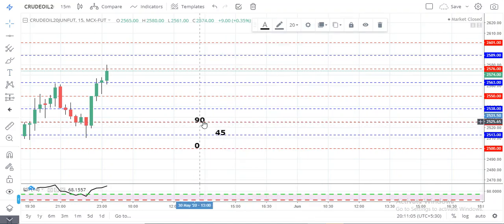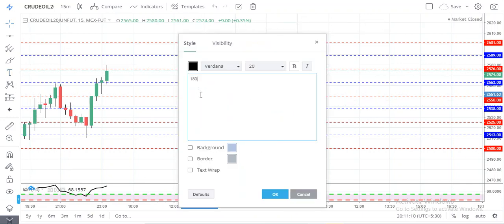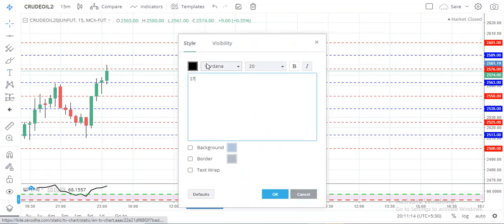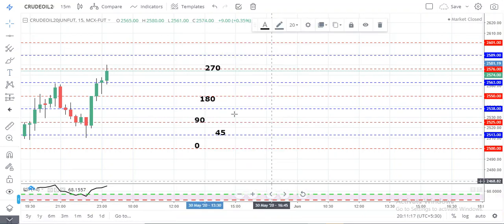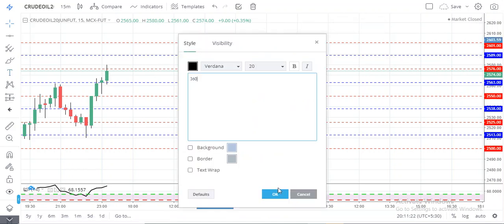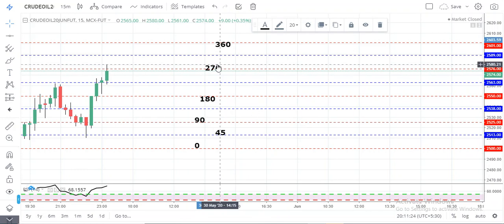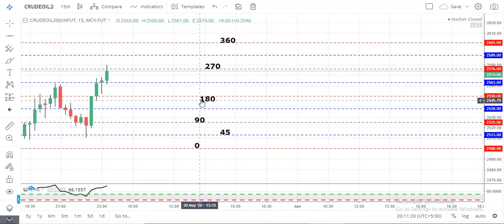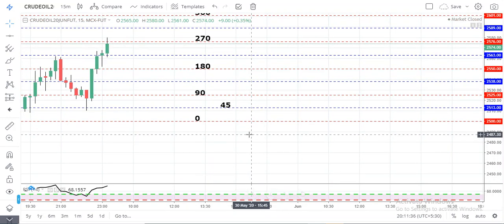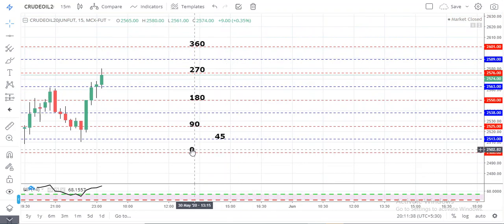The next red will be 90 degrees, the next red will be 180, the next red is 270, and the final red will be 360. So this won't remain the same for all. I'm just telling you how to take degree values. Every red line acts as 90 degrees, and every blue line acts as a multiplication of 45 degrees. So this is how we have to fix our degrees.